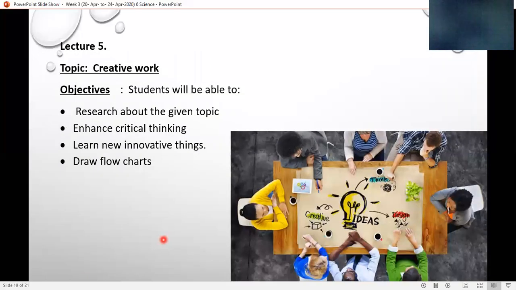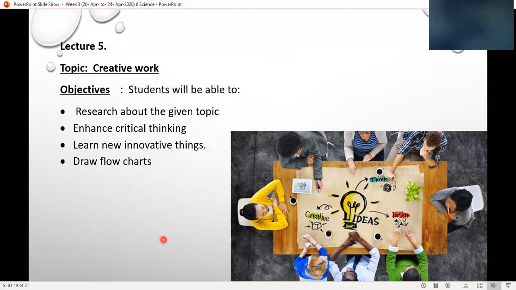Okay, so basically this is about the chapter we were talking about. We talked about some classification, we talked about sets, we talked about different materials, we talked about different states of matter and change in states. So now it's your turn. Now let's do some creative work. You have to research the topics, enhance your critical thinking, and learn some new innovative things.